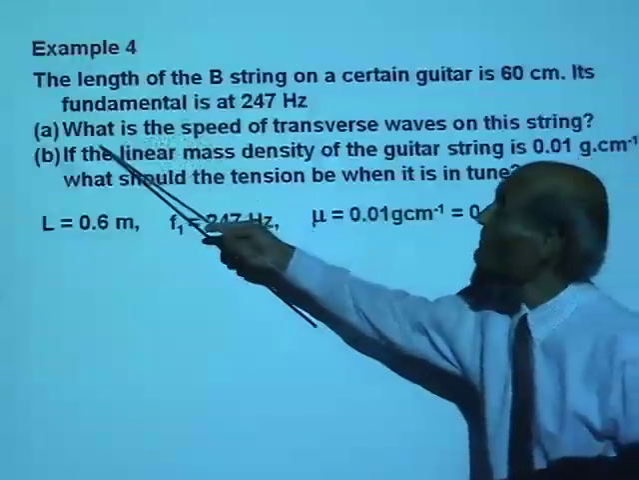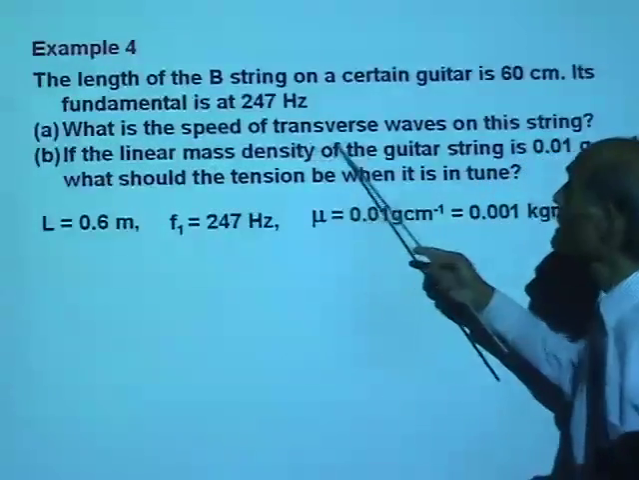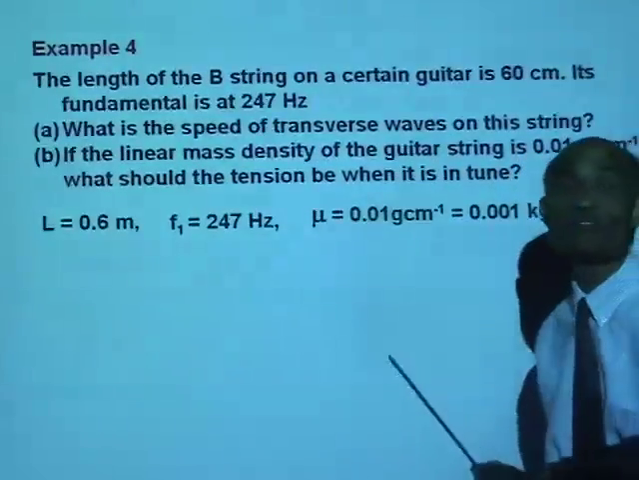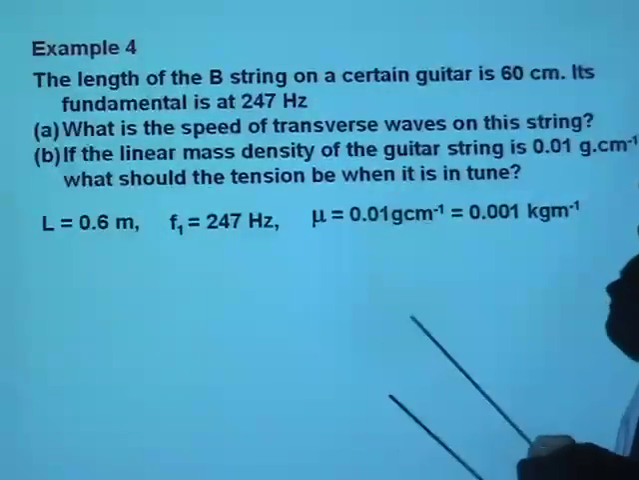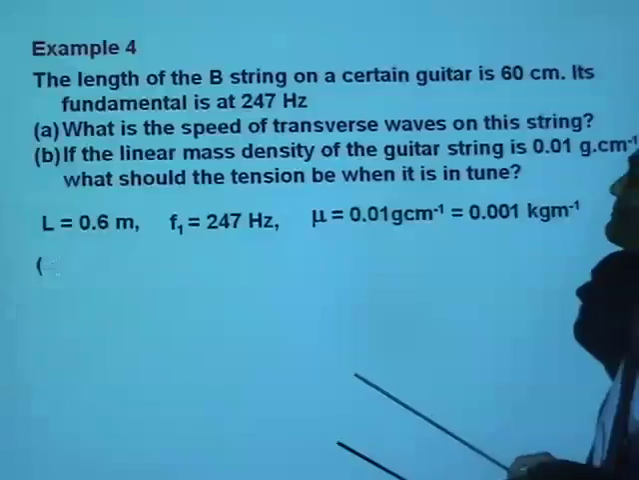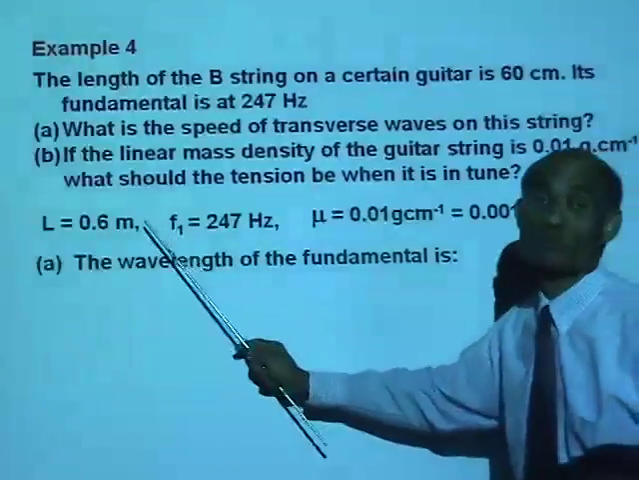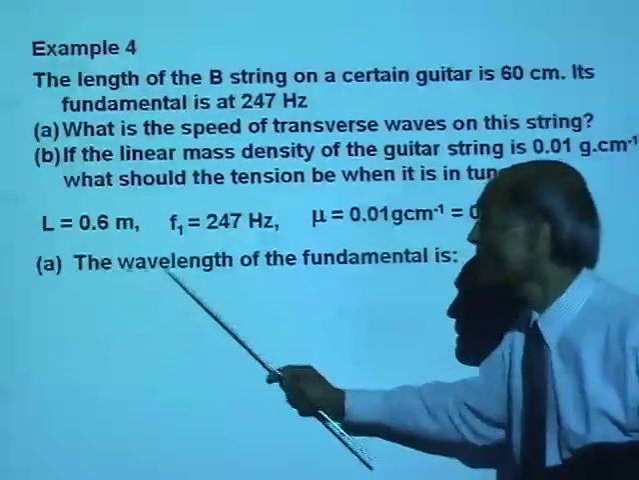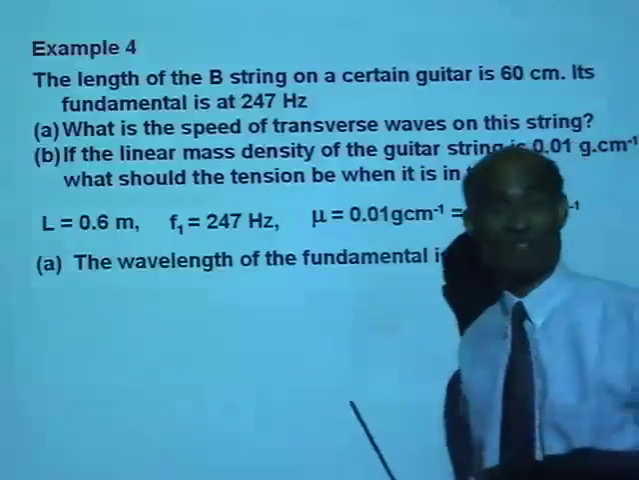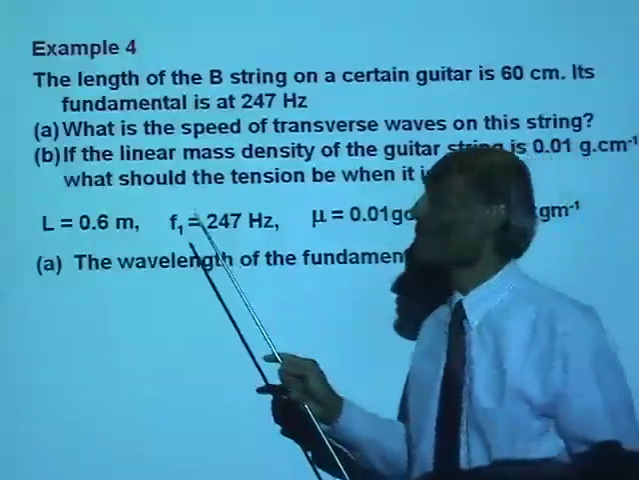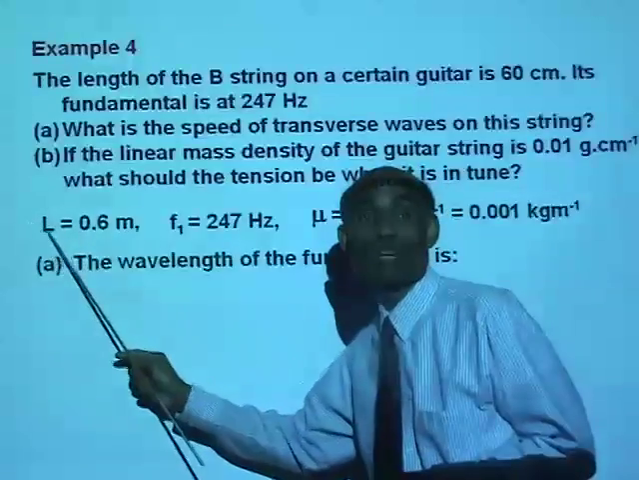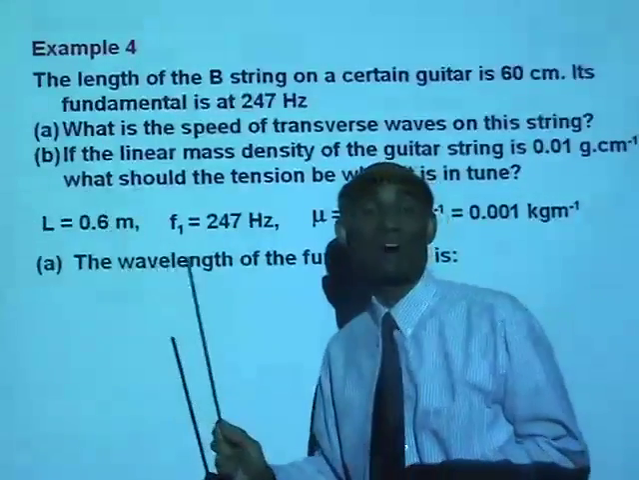Alright, what do we need to find first? What is the speed of transverse waves on the string? Well, to find the speed, what are the things that we need? Well, we can find the wavelength of the fundamental. Is that right? Now, how do we find the wavelength of the fundamental? Wavelength of the fundamental is related to the length of the string.